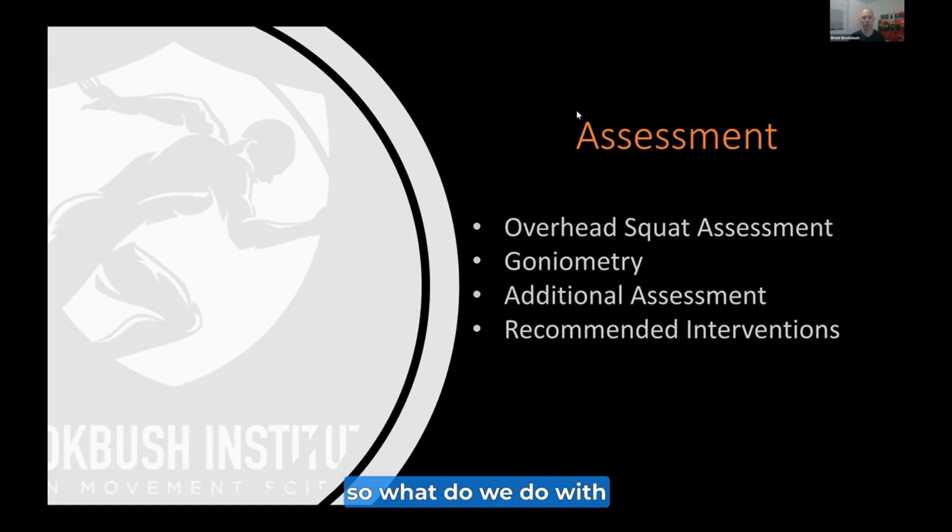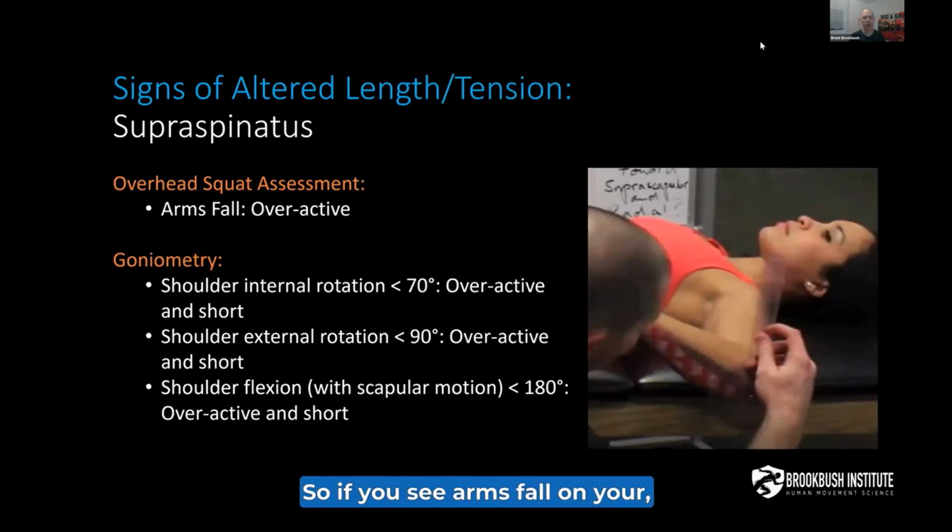All right. So what do we do with our assessment? If you see arms fall on your overhead squat assessment, the supraspinatus is likely overactive. Shoulder internal rotation less than 70 degrees, likely overactive. Shoulder external rotation less than 90 degrees, likely overactive. Shoulder flexion less than 180 degrees, overactive and short.